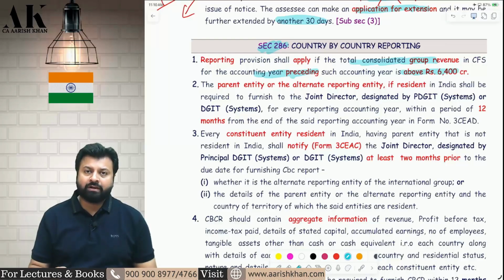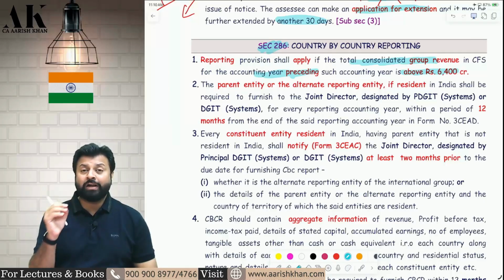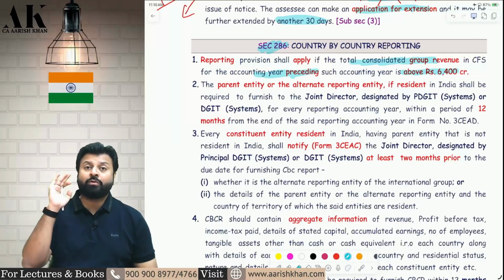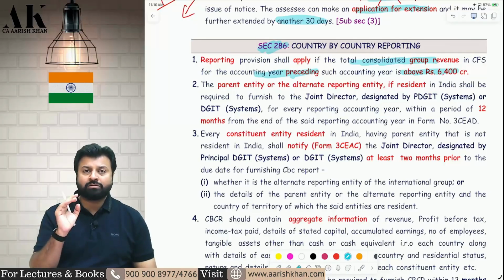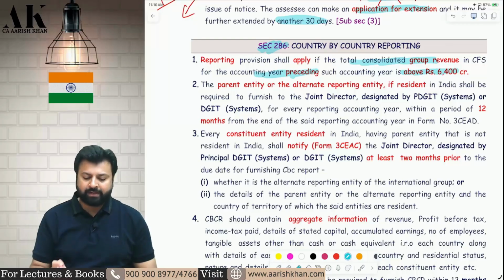This is which accounting year? For us, the accounting year in our examination is financial year 25-26. Financial year 25-26 is our accounting year. Therefore, you have to check the consolidated group revenue of financial year 24-25. If the financial year 24-25 group revenue is more than 6,400 crore, then CBCR is mandatory.